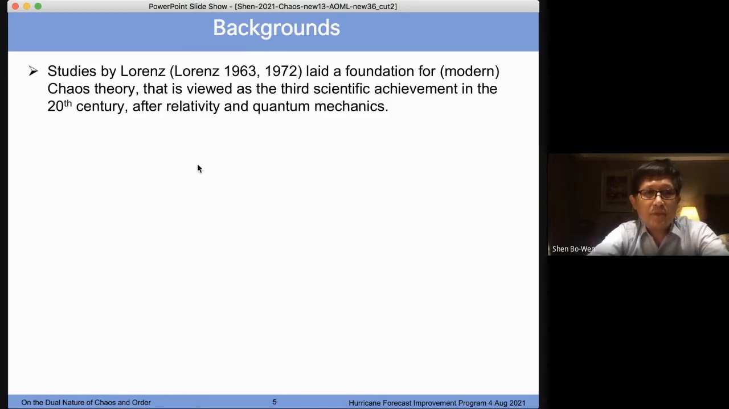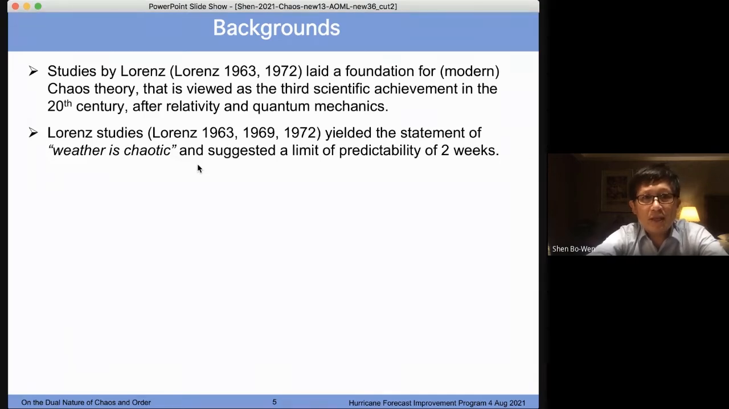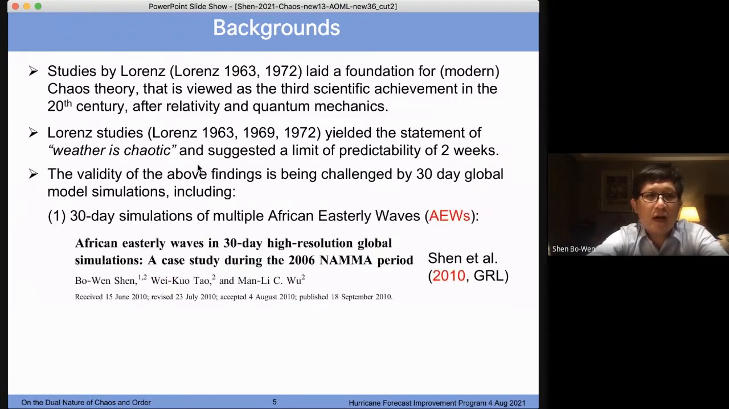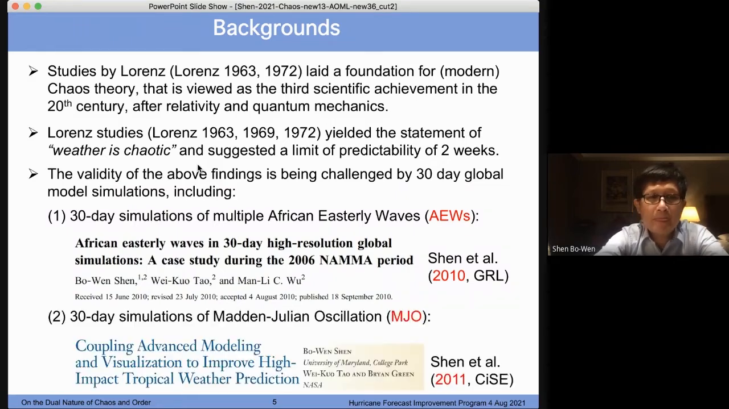It is known that studies by Lorenz at MIT in 1963 and 1972 laid the foundation for chaos theory, which is viewed as the third scientific achievement in the 20th century after relativity and quantum mechanics. In methodology, Lorenz's study yielded the statement that weather is chaotic and suggested a predictability limit of two weeks. However, the validity of these findings is being challenged by 30-day global model simulations, including our 30-day simulations of multiple African easterly waves, published in 2010, and 30-day simulations of the MJO, published in 2011.